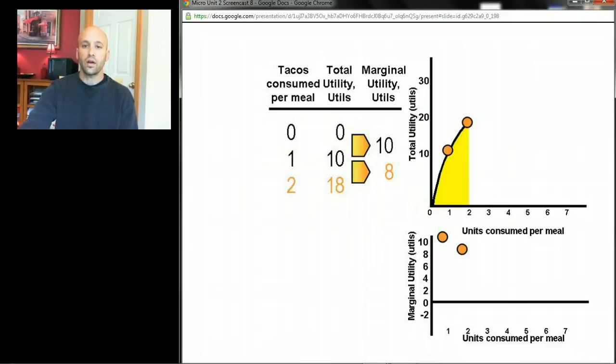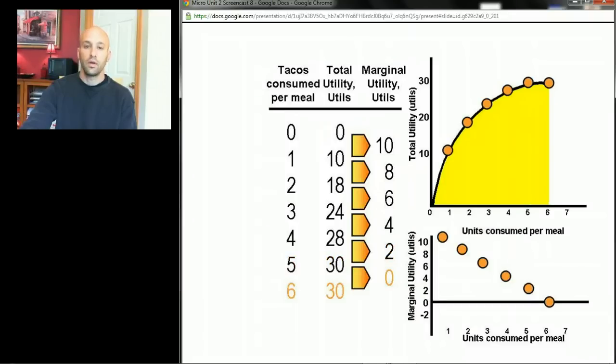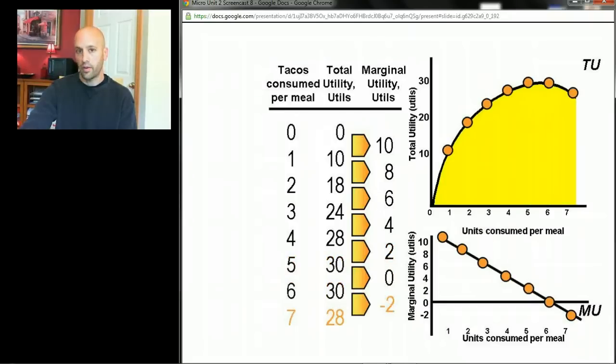Let's say that 2 tacos combined would give you 18 total units of happiness. Again, the marginal utility of that second taco is only 8. You're getting 8 additional units of happiness by eating that second taco as opposed to only eating 1 taco. Here's what it might look like for the third taco, and the fourth, and the fifth, and now you're nauseous, and now you're vomiting.